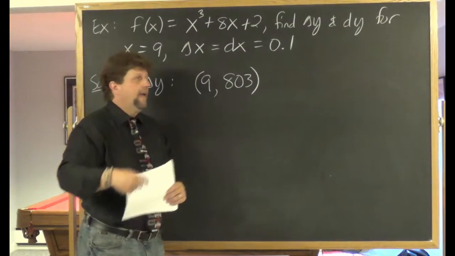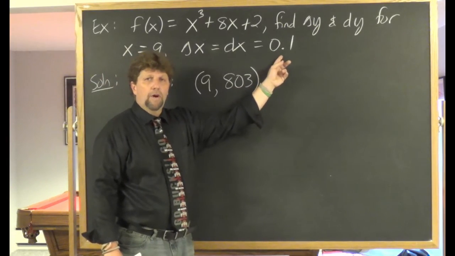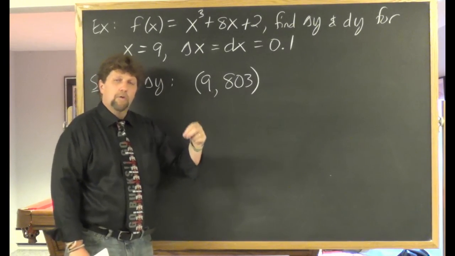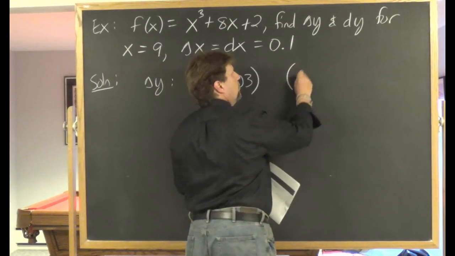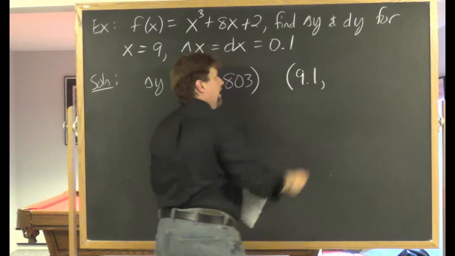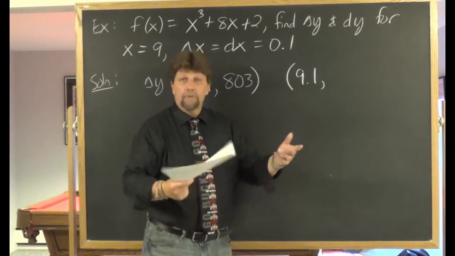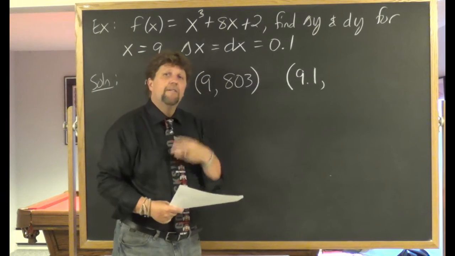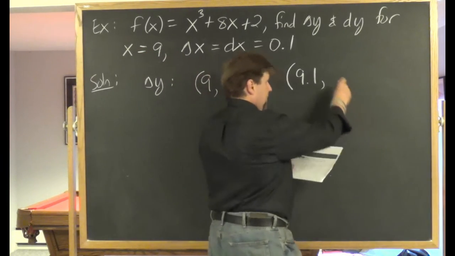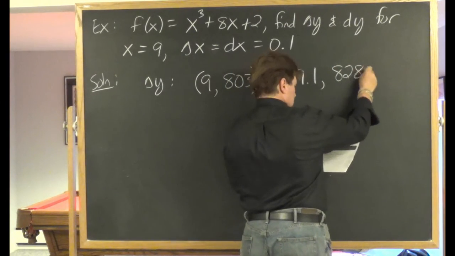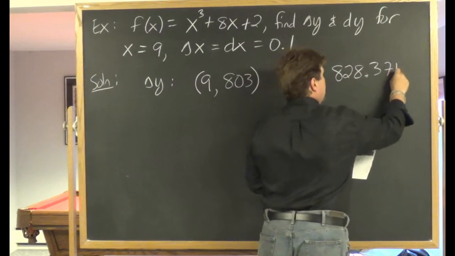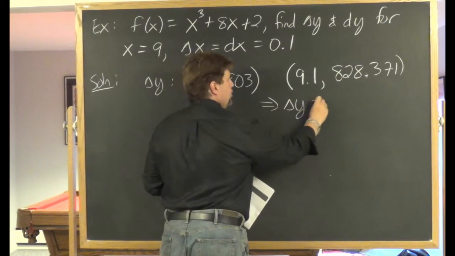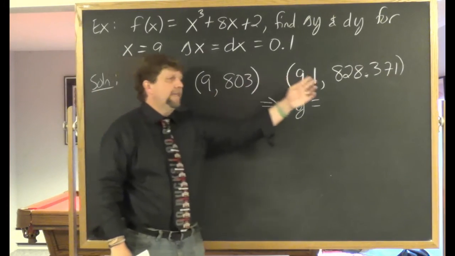Okay, now the next x value I have is coming from the fact that my delta x is 0.1. So if I'm at an x value of 9 and delta x is 0.1, 9 plus 0.1 is 9.1. So that's the x coordinate of the next ordered pair. And how do I find the y coordinate? Well, that's right. I'm going to take 9.1 and toss it into the function that I'm given, in for x. So I'm going to find f of 9.1. And when I crank this into my calculator, I get 828.371. So this tells me, to get delta y, to get the change in the y coordinates, I want to know the change in these y coordinates.